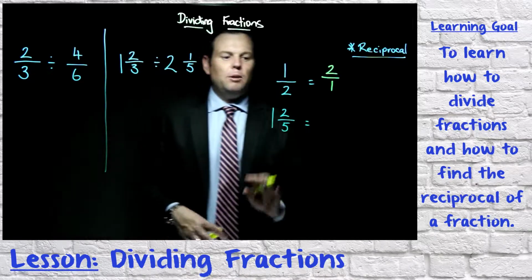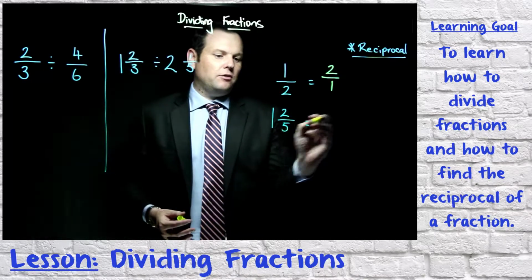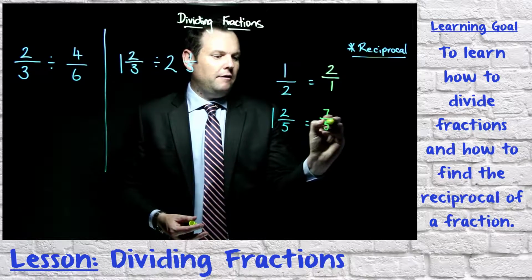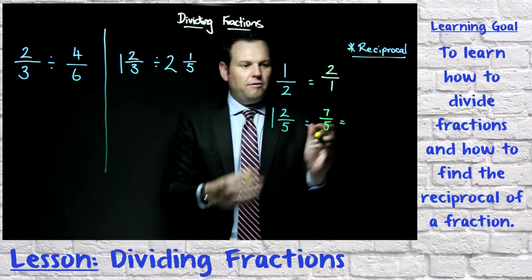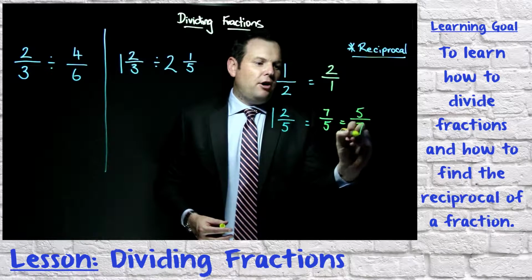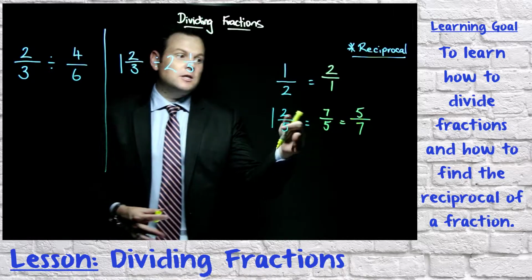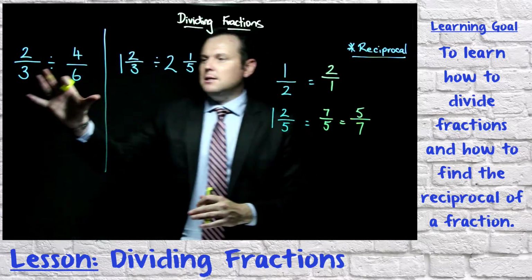When we have a mixed number, we turn it into an improper fraction first. So 1 times 5 is 5, plus 2 gives me 7 over 5 as an improper fraction. And then we flip it. So if we're finding the reciprocal of a mixed number, we turn it into an improper fraction first and then flip it.